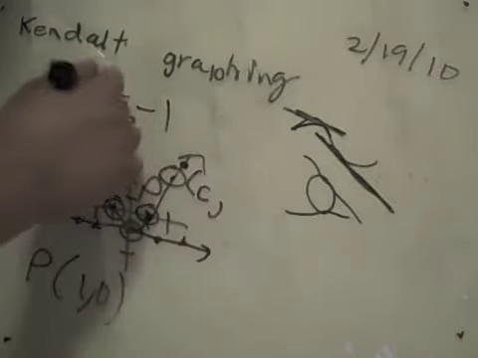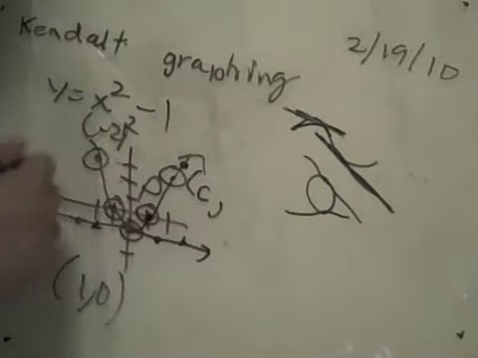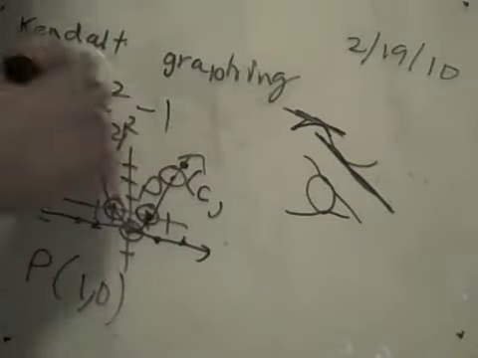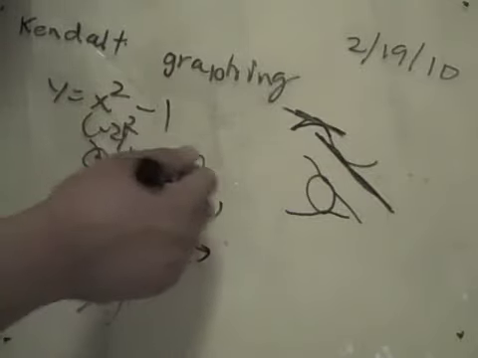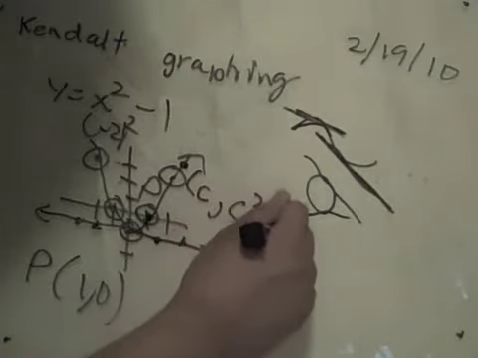The y value would be c squared minus 1, because on this parabola, c squared minus 1 is the y value for x equals c. So you just take x equals c, plug it in, and then you get y. So c squared minus 1.